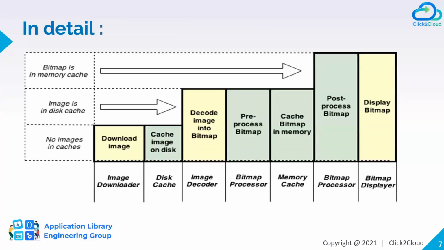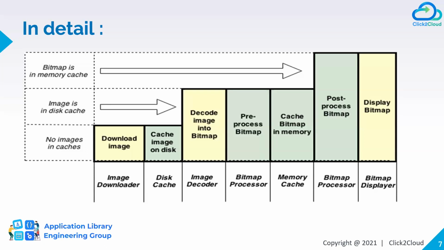Let's understand the image loading process in detail with different scenarios. You can see on the left side of the screen, there are three scenarios of image loading. The first one is a bitmap in memory cache, the second is an image in disk cache, and the third one is no image in cache. Whenever a bitmap is already present in memory cache, we just take that bitmap image from memory cache, post that bitmap and then display it on the image view.